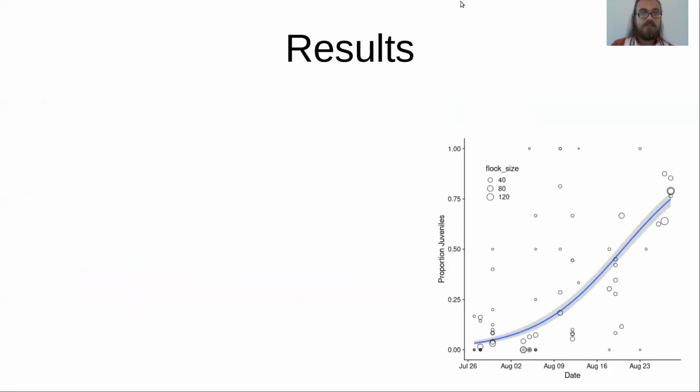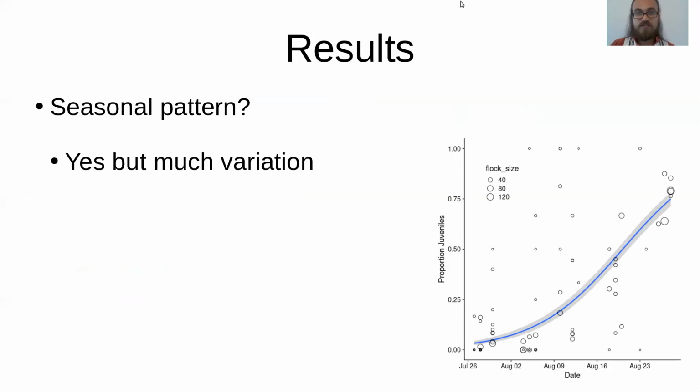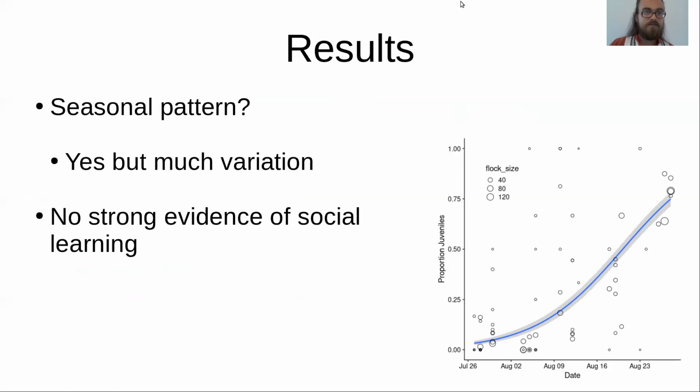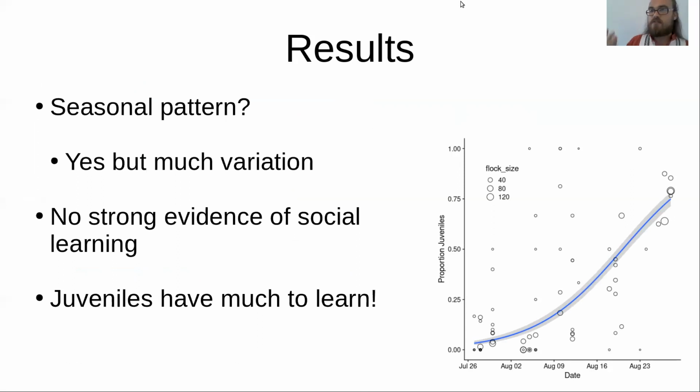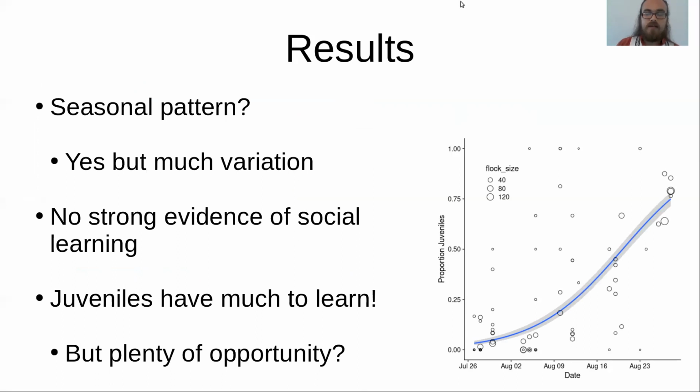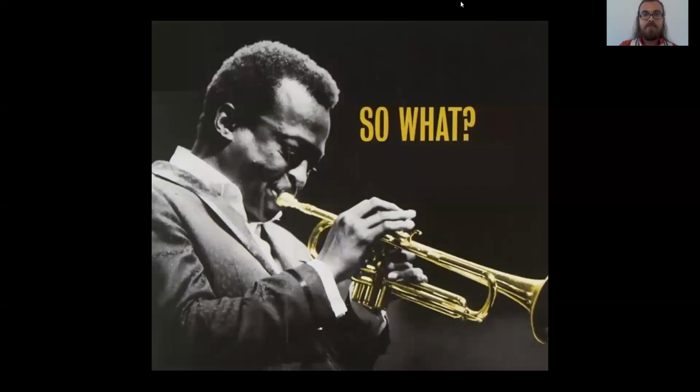So to summarize these results, is there a seasonal pattern in social environments? Yes, there is, but with a lot of variation from flock to flock. I didn't find any strong evidence of any social learning processes in Godwits, other than to confirm that juveniles have a lot to learn. But if we look at this flock on the right, they potentially have a lot of opportunity to do it, because there's always flocks with a lot of adults in throughout most of the season.